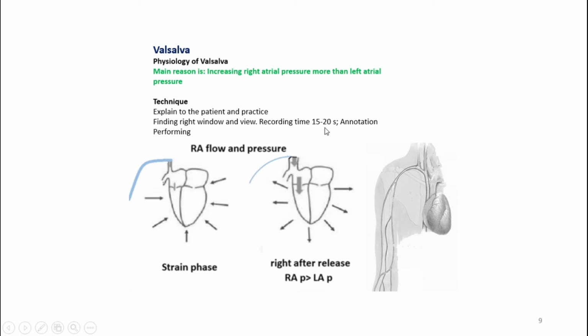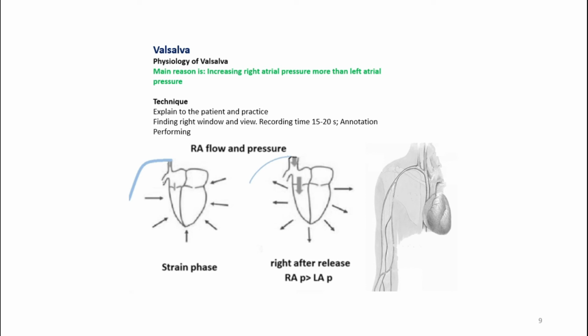Before we start performing Valsalva and recording, first we have to practice 1 or 2 times with the patient and explain to him or her what is going on and how he or she should cooperate. And during that exercise, we find good windows for recording during strain and after strain, and make sure we have good windows with those changes. Our images are of good quality.